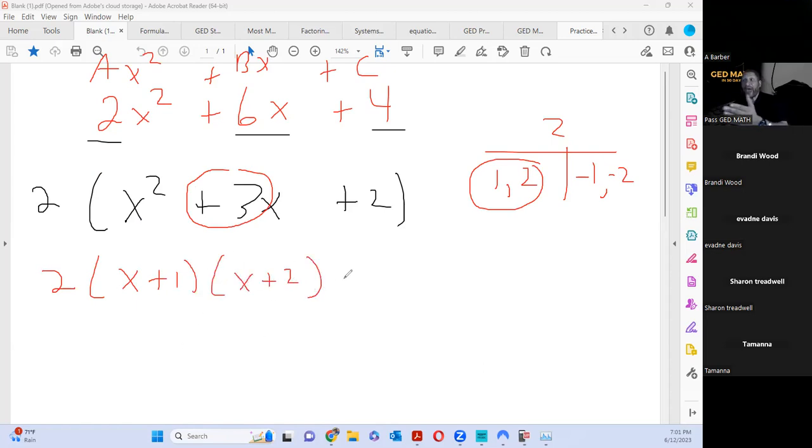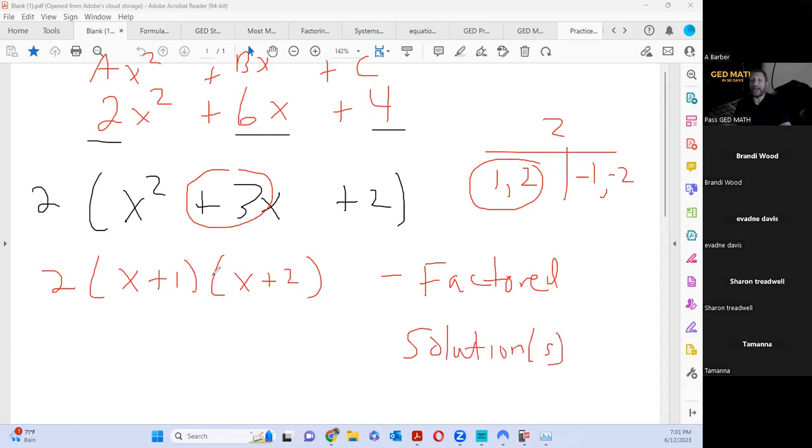Now, that's the factored form. Understand the difference. This is factoring. To find a solution, you have to find the zeros. So the opposite of plus 1 is? Minus 1. The opposite of plus 2 is? Minus 2. So those are your two solutions to the quadratic equation.